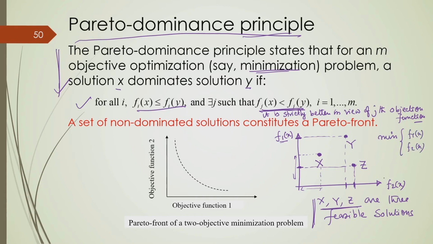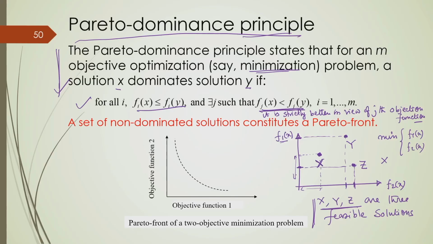Okay. Now, in view of both the objectives, you can see solution x is providing a strictly better solution than solution y. So, x is strictly better because in view of both the objective functions, solution x has lower values of the objective function, in view of both the objectives.